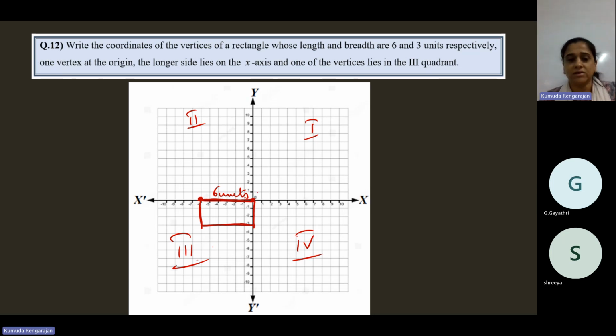Now the coordinates: 0, 0. What is this? 0, -3. -6, 0. -6, -3. So write the coordinates of the vertices of the rectangle. So these are the coordinates of the vertices of the rectangle.